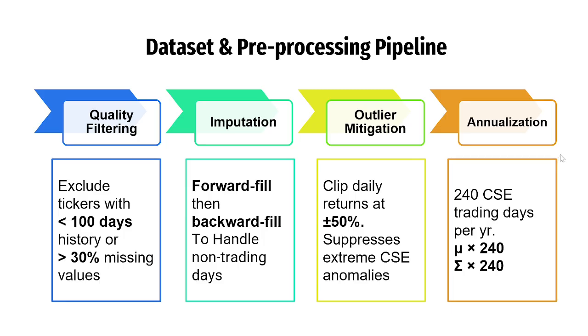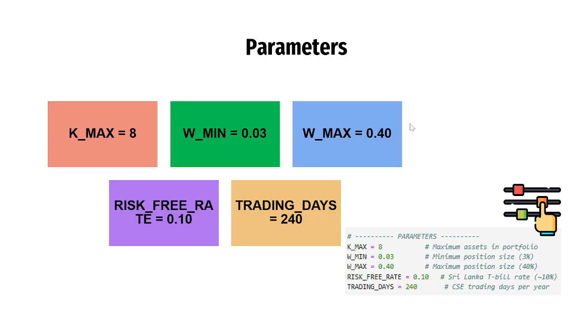This pipeline produces three outputs that feed directly into the optimizer: the expected returns vector mu, the covariance matrix sigma, and sector labels for the diversification constraint. These are the parameters: Kmax, Wmin, Wmax, the fixed risk-free rate, and trading days.